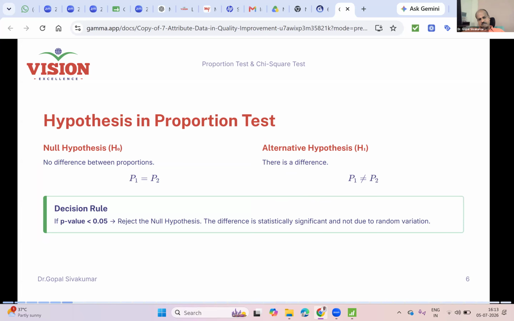Now, it is a case of hypothesis test only. In proportion test, the null hypothesis is that there is no difference between the proportions. If there are two proportions available, the null hypothesis will always say there is no difference. The alternate hypothesis will say there is a difference. And as usual, we check the p-value. If the p-value goes below 0.05, we reject the null. If we reject the null, then the alternate qualifies, meaning there is a difference. So which is better and which is bad, you can conclude.